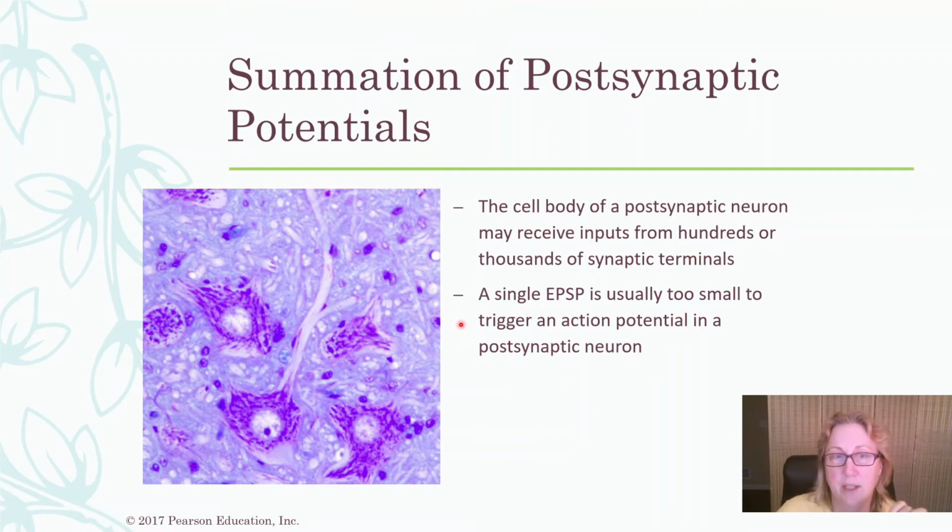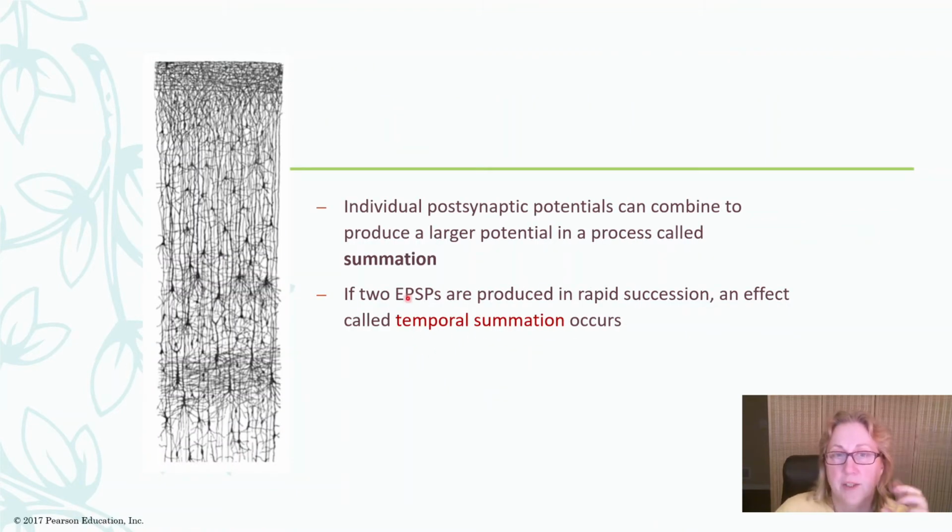Any particular signal coming into a neuron from a single synapse is probably too small to trigger an action potential in that neuron. So it's the summation of all of the signals coming into that neuron at any particular moment in time. We can have temporal summation. Temporal means time, so they're coming in close together in time. One depolarization is still present while a second excitatory depolarizing signal comes in from another synapse nearby.